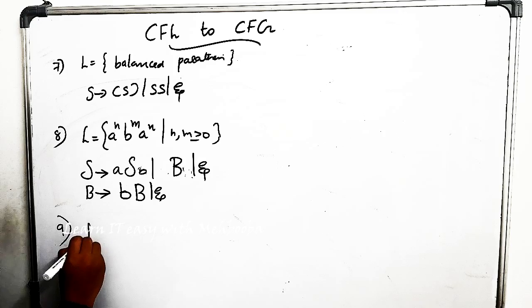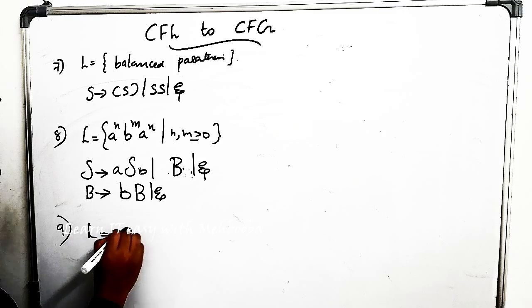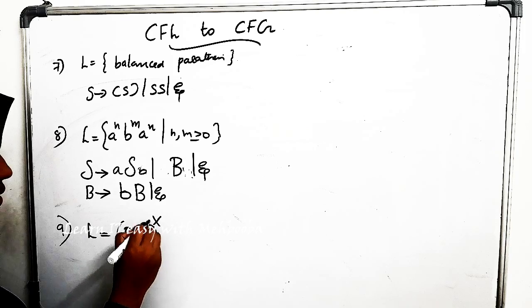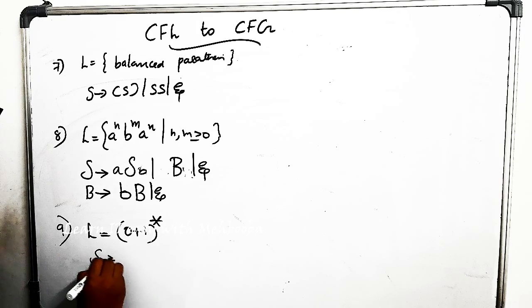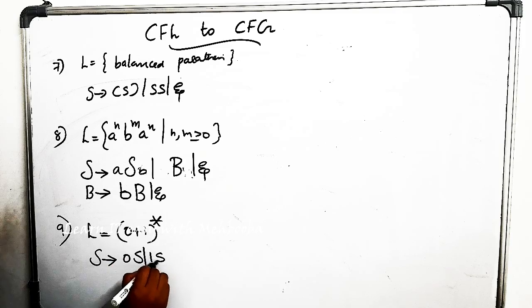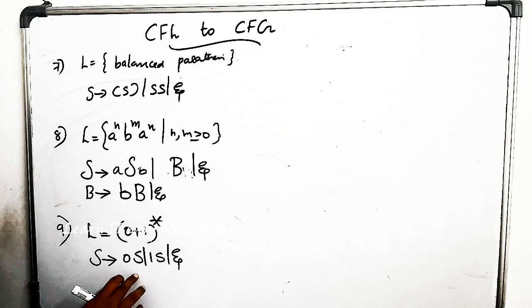Now the grammar for L is equal to (0 plus 1) the whole star. That is any combination of zeros and ones is allowed. So the grammar is very simple. S gives 0S, 1S or epsilon. That is, you take 0 or you take 1, you take anything and keep on expanding this.